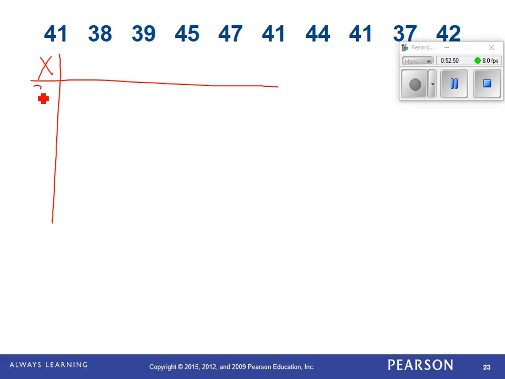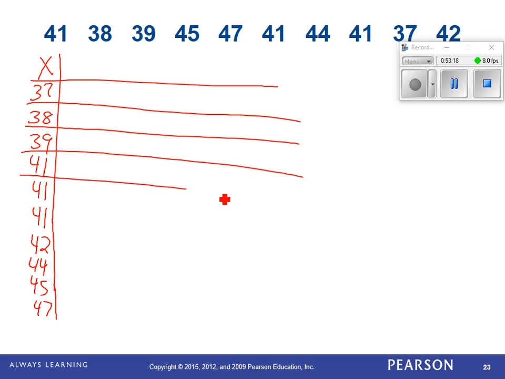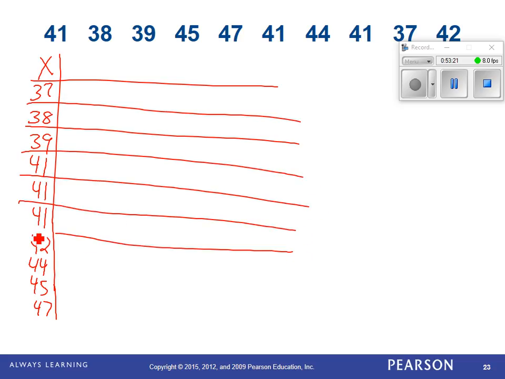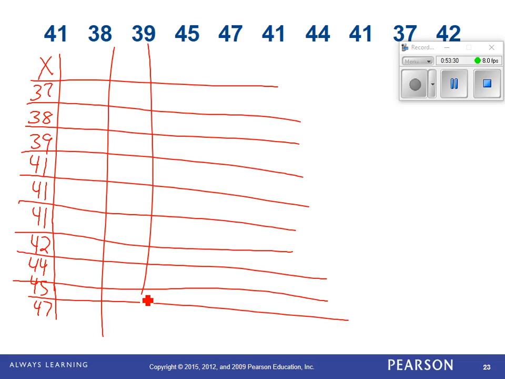What was it? 37 was the lowest. 38, 41, yeah, 42. 45, and 46. Should be 10 of them, right? 3, 6, 9, 10. Horrible. So we got all that.